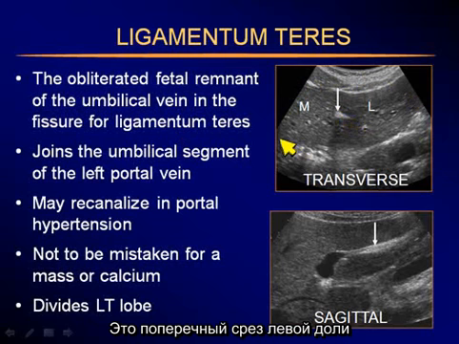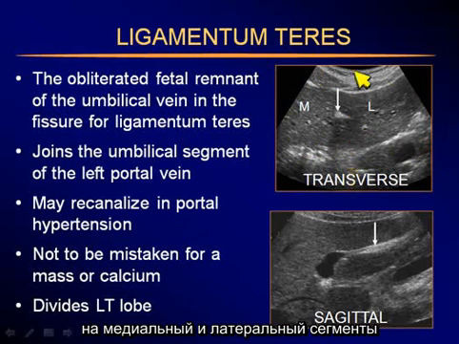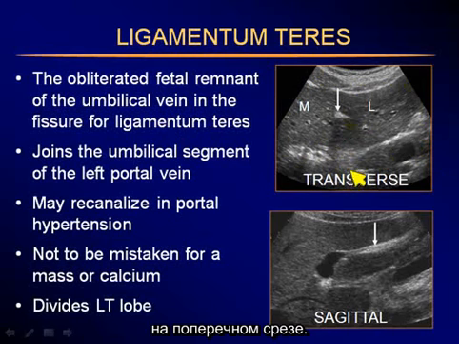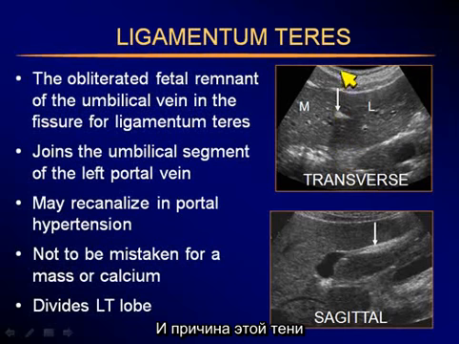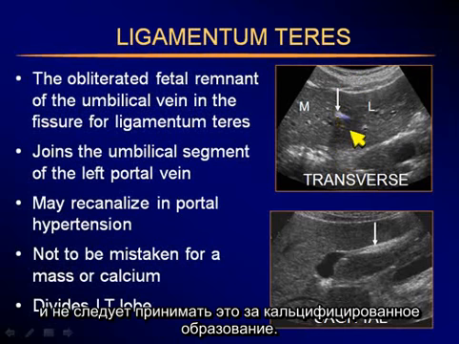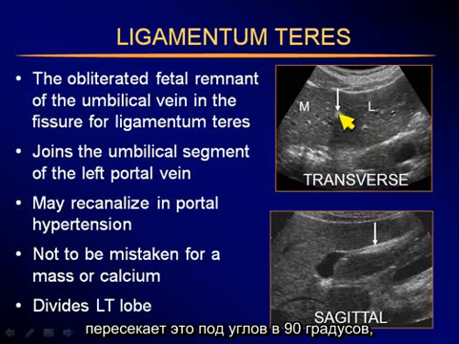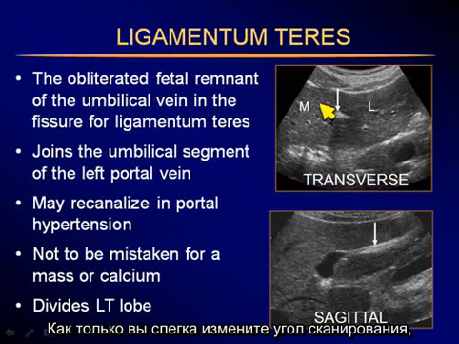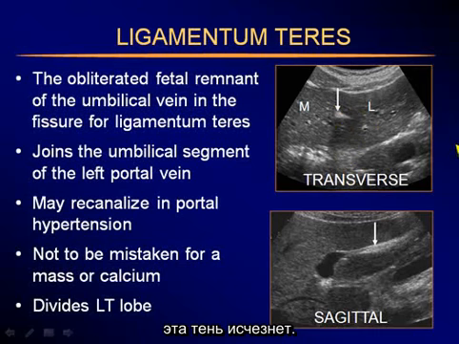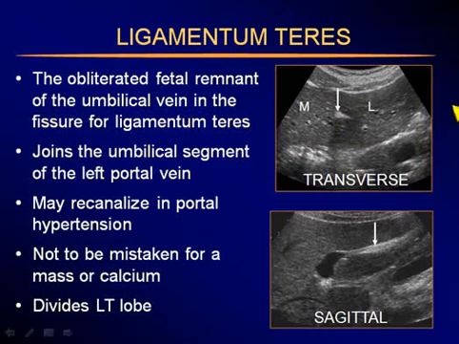This is a transverse section of the left lobe, and that becomes a divider of the left lobe into medial and lateral segments on a transverse scan. Also notice that there's some shadowing behind this. And the reason that it shadows is not because it's calcified, and this should not be mistaken for a calcified mass, but because the ultrasound beam strikes this at 90 degrees, which is directly striking this fibrous cord, and that shadows behind it. As soon as you change the angle a little bit, that shadowing will disappear. If it was truly calcified, there would be shadowing no matter what angle you come from.